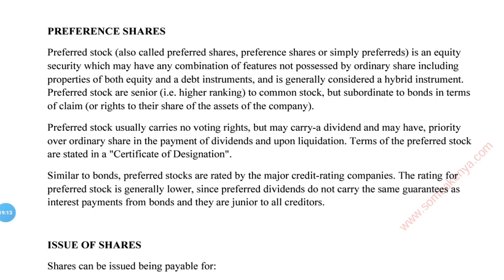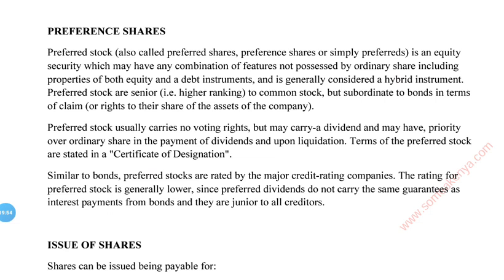So preferred stock usually carries no voting right, so they don't vote. So the shareholders of preferred stock don't vote, but may carry a dividend, and they may have priority over ordinary shares in the payment of dividends. And upon liquidation, terms of the preferred stock are stated in a certificate of designation.